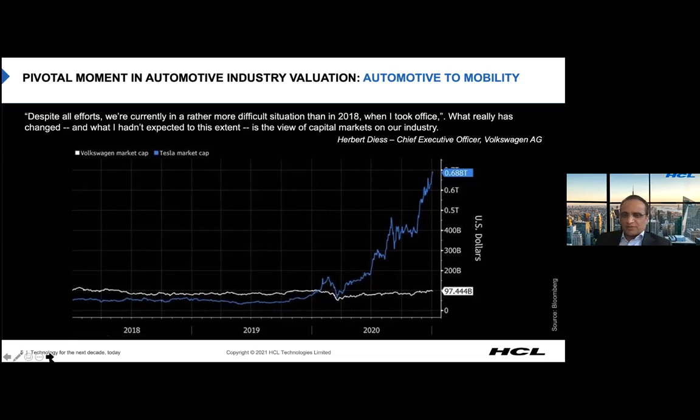So here is just an example: where Tesla was 2-3 years back, and today the valuation of Tesla is more than the combined valuation of the 7 big OEMs that you might have seen. That is the shift that we are talking about here. So this is not an incremental impact that the world is facing. This is very pivotal, a moment of a major shift in the world. So it's almost like a wake-up call, and unless we treat it like that, we won't be able to realize the opportunity that is available in the market.